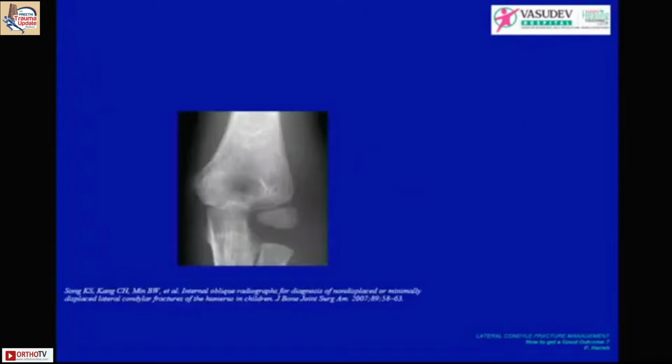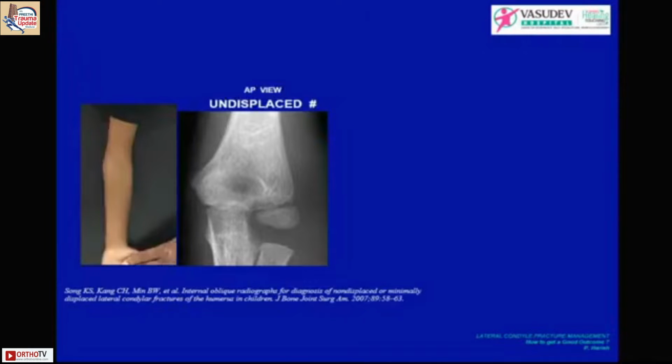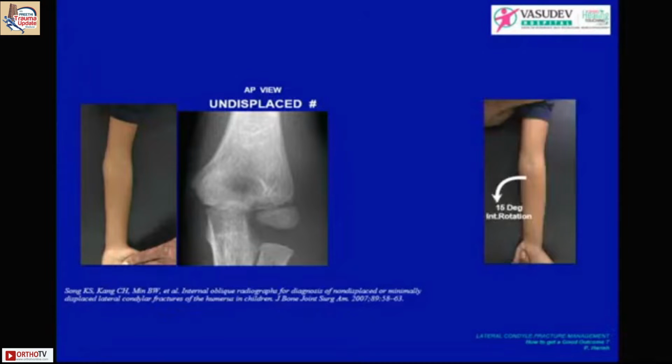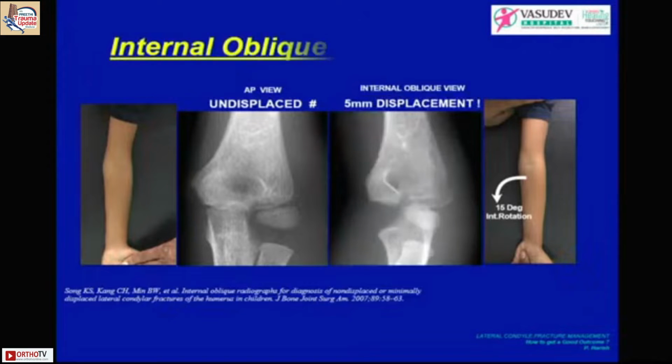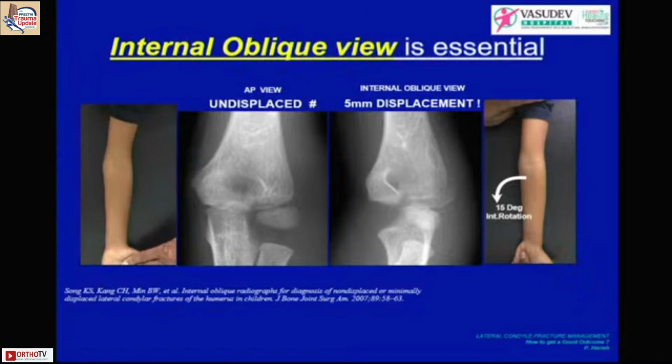Okay, so you can look here, this X-ray looks relatively normal. This is an AP view, and what we think is an undisplaced fracture. If we rotate the limb internally by 15 degrees and take an X-ray, you can see there's a fracture here. So it's essential to get an internal oblique view whenever you suspect a lateral condyle fracture.